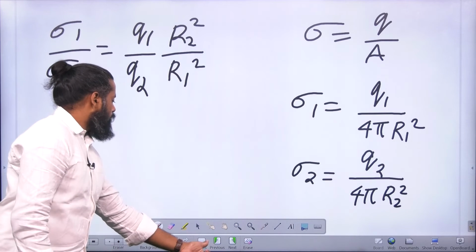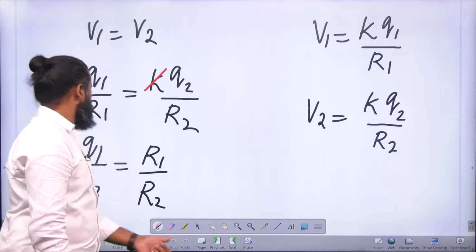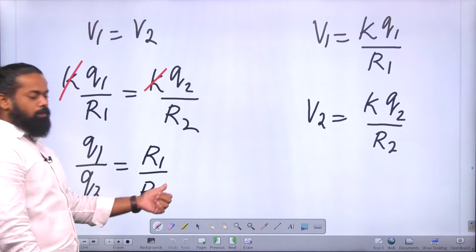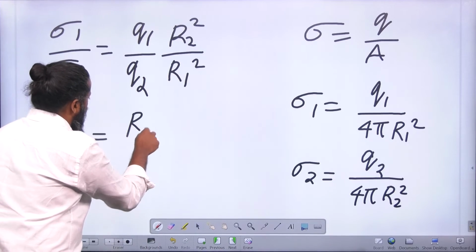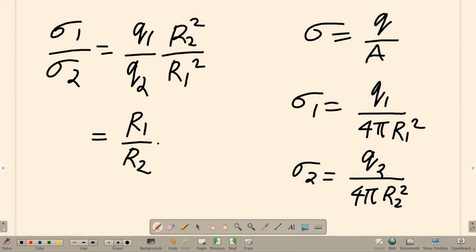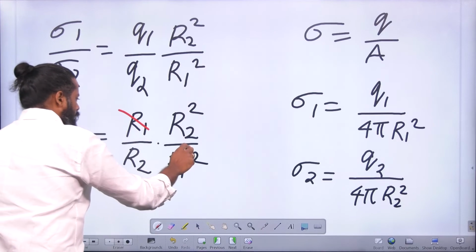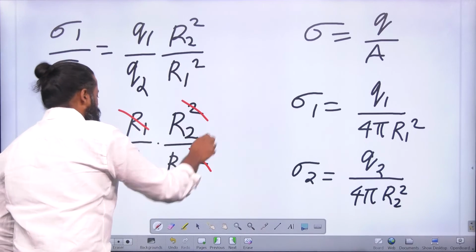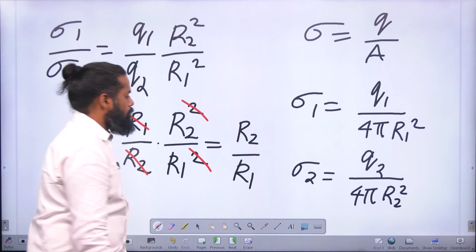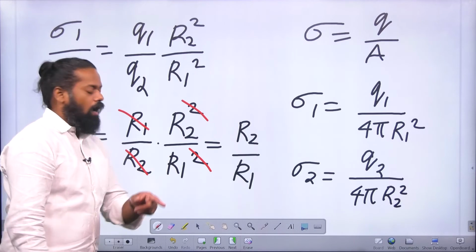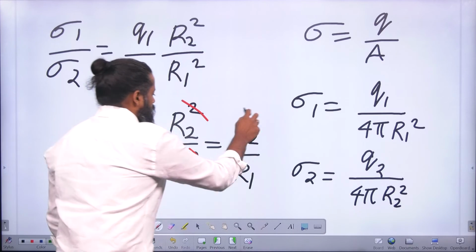We already found out that Q1 by Q2 is r1 by r2, and we substitute that here. That means sigma 1 by sigma 2 is equal to r1 by r2 multiplied by r2 square divided by r1 square. We can easily cancel out r1 and r2 with the squares. So how much will you get finally? This is going to be equal to r2 by r1. So sigma 1 by sigma 2 is finally r2 by r1. This is the correct answer.